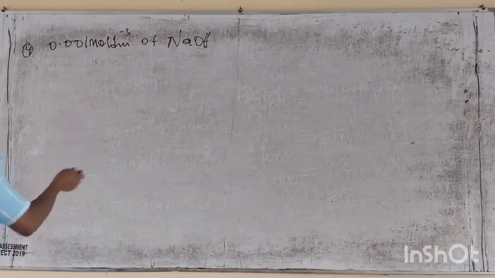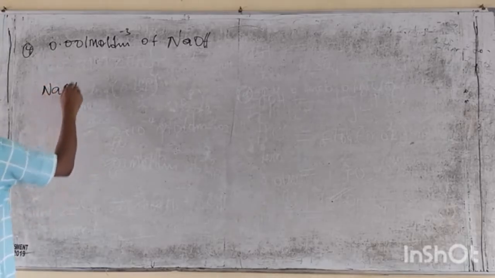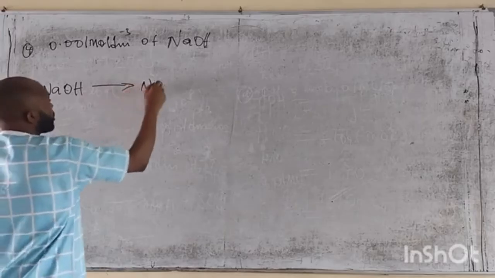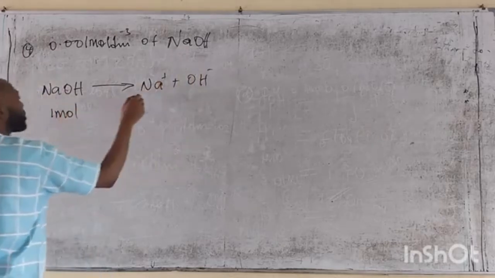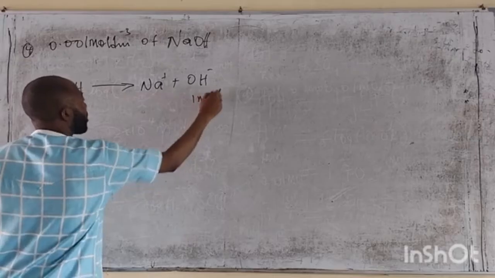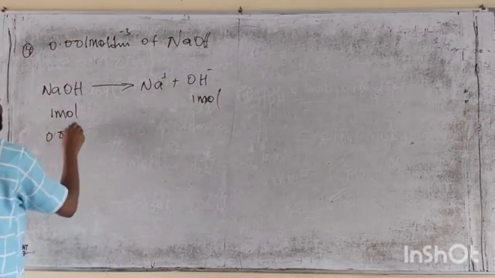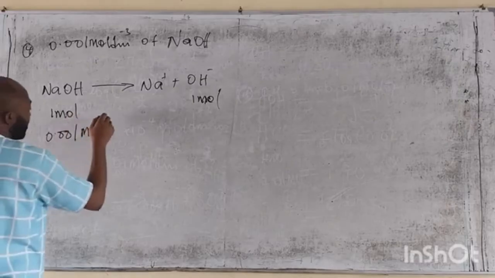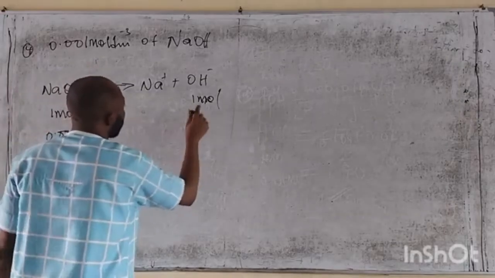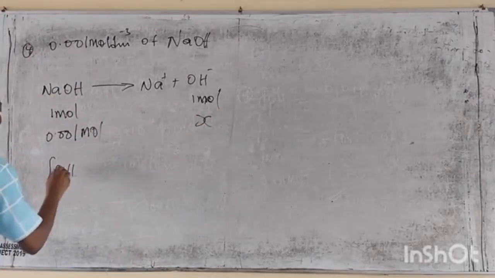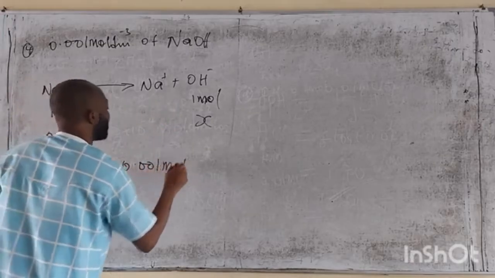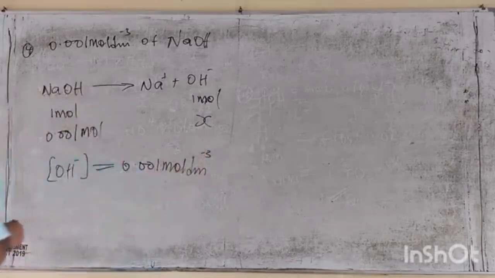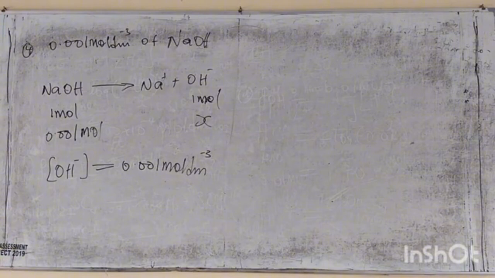So we ionize that solution. NaOH ionizes thus to give us sodium plus OH negative. So 1 mole of this equals 1 mole of this. 0.001 mole per dm cube of this will give us X. So our hydroxide ion concentration will be 0.001 mole per dm cube. If that is true, yes, let's proceed to get hydrogen ion, because pH has to deal with hydrogen, not hydroxide.